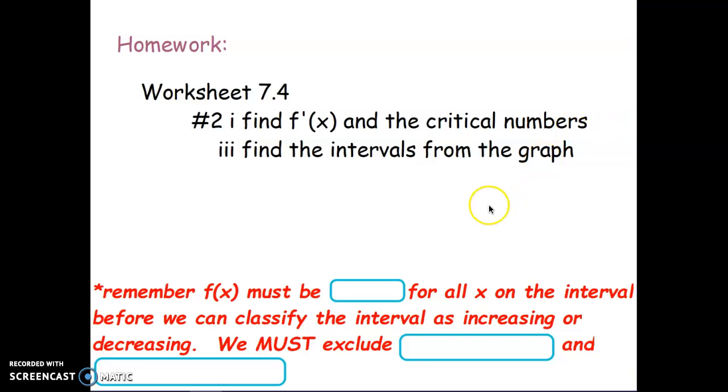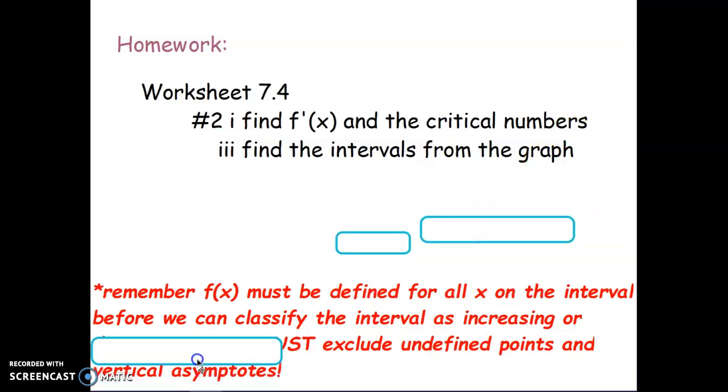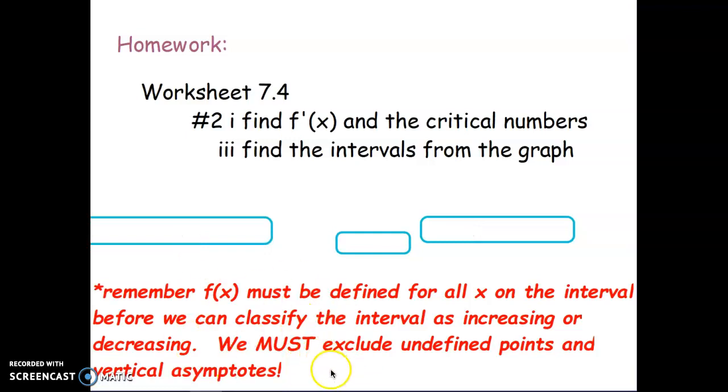And then one thing to be really careful about is that f of x must be defined. Please take a minute, pause the video, and write this sentence down so you have that information. We exclude undefined points.